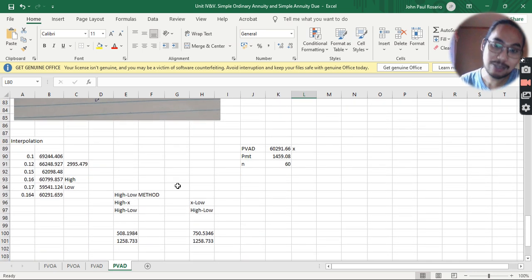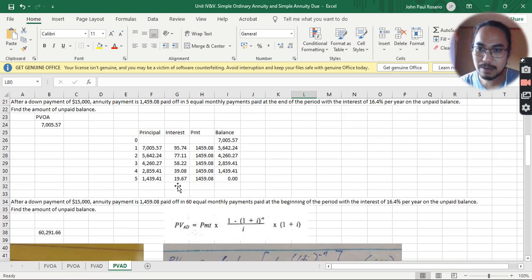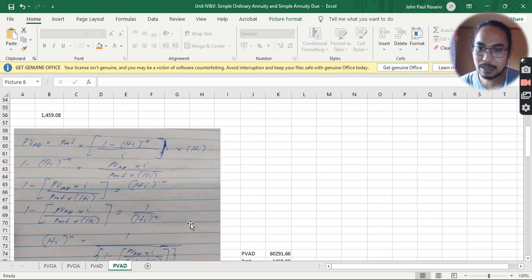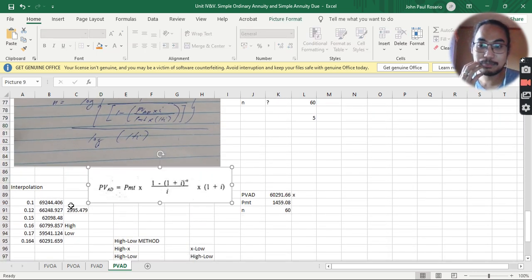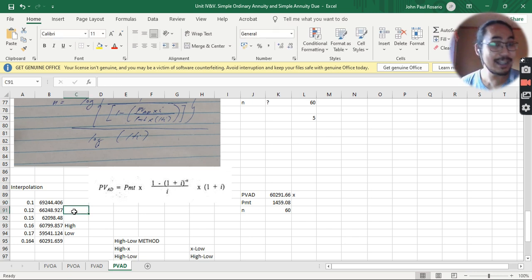And now lastly, we will go to the discussion for interpolation. So same with FVOA, PVOA, FVAD, PVAD, when the i is unknown, the only thing that we can do is interpolation through the high-low method. So again, for the high-low method, we have to remember our formula here and apply it accordingly by assuming certain percentages. So let's start again at my favorite number, 10%.